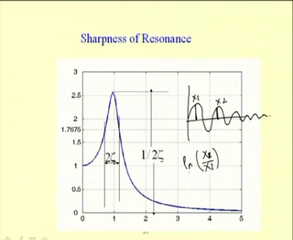ln of x1 by x2 equal to 2 pi zeta by root over 1 minus zeta square. So, this is known as the logarithmic decrement. So, from experiment one can find the damping of the system by finding the logarithmic decrement of the system.